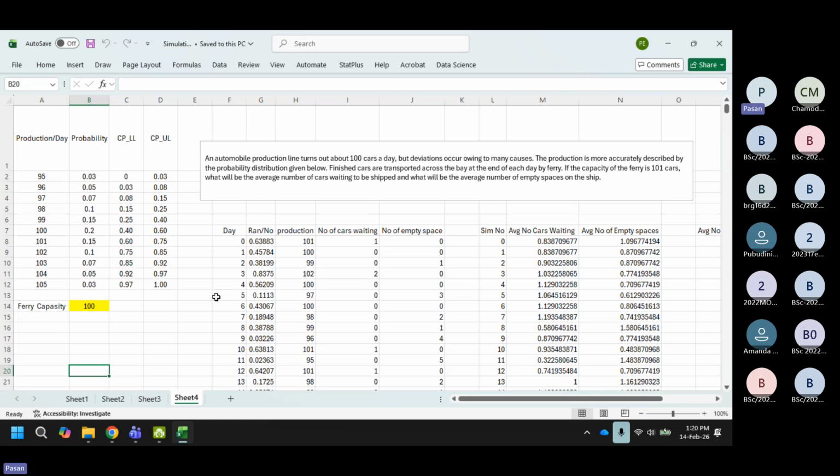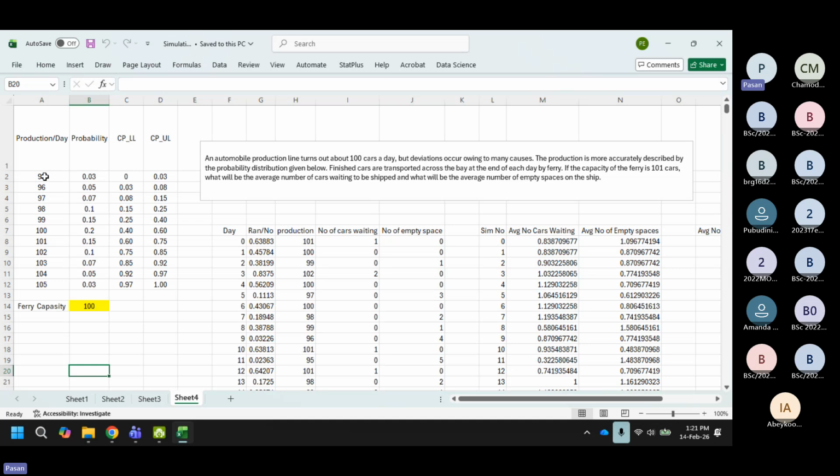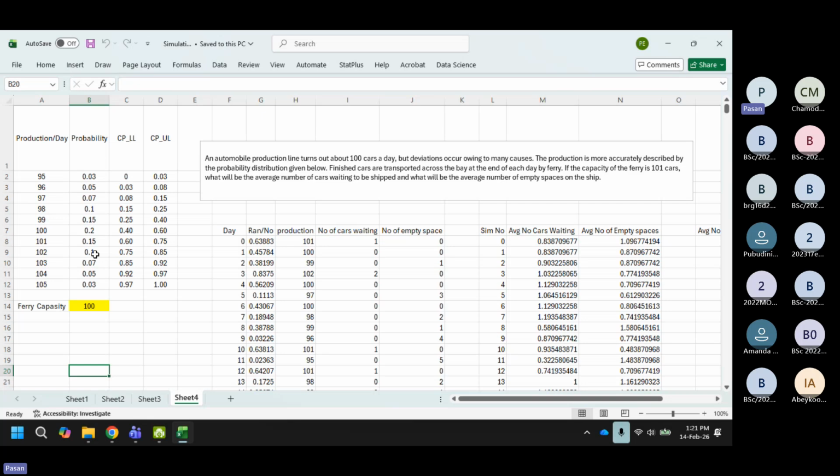Let's think about this example: automobile production. They usually create 100 cars per day. But when they say they are producing 100 cars per day, that's actually a random variable. So you can see their production is deviating from 95 to 105, with the probabilities given like that. That's the probability distribution of the situation.